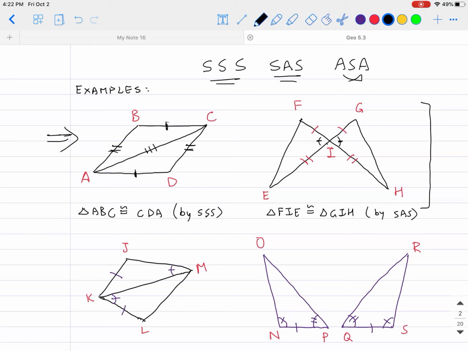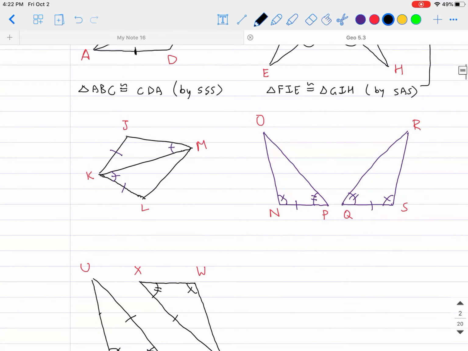And the reason for that is by SAS, because you can see how we have a side, then we have the angle, and then we have the side, right? They all have to be consecutive to each other. All right, keep going. A few more examples.